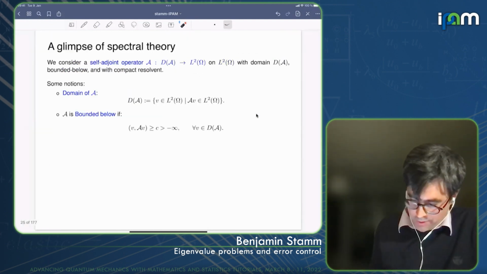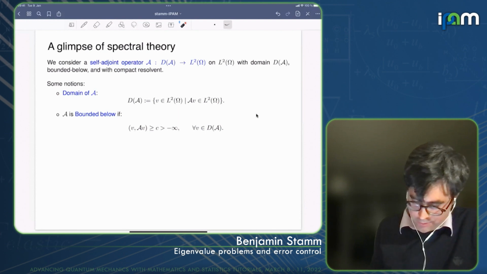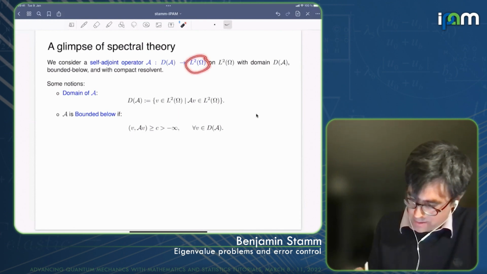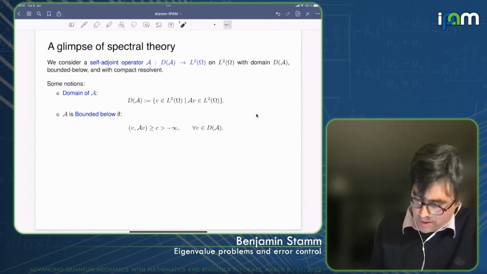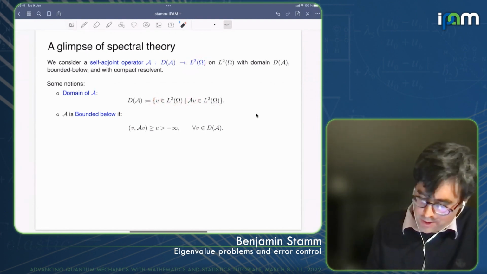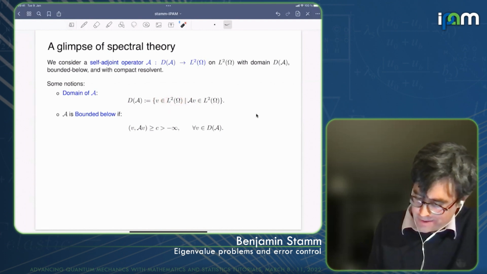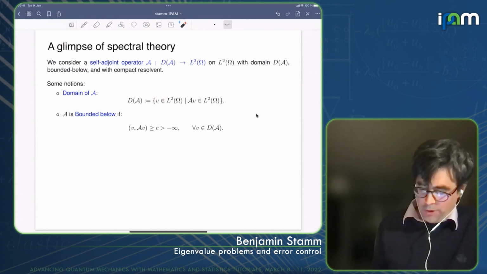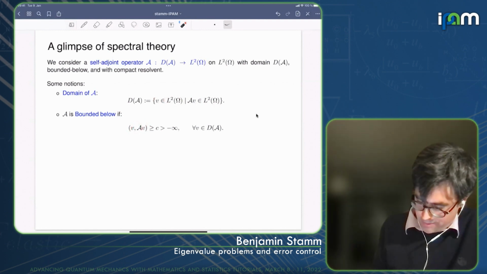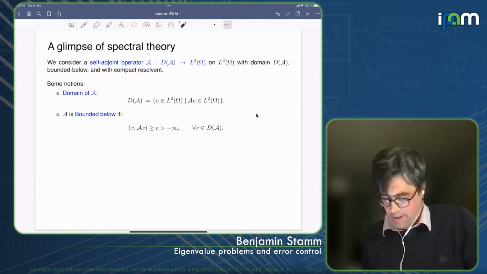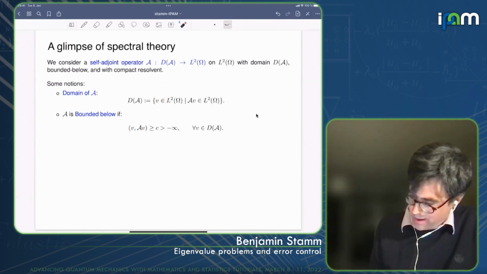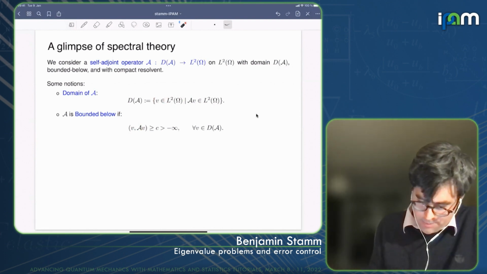So what is the domain of an operator A? Here I take L2 as the baseline Hilbert space, and the domain is all elements of L2 such that the image is also in L2. Okay, so basically all elements in L2 such that it makes sense to write Av. It is bounded below if I take all possible v's and test with v, and I get something that is larger than or equal to a constant, which is finite. Good, so this clarifies domain and bounded below.